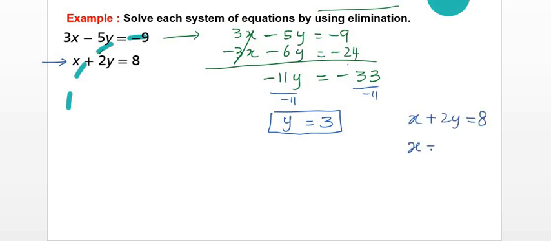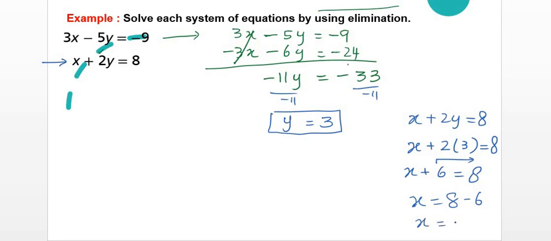The value of x we don't know, and the value of y is 3. I'm going to replace y by 3. It's equal to 8, so x plus 6 equals 8. Now I don't need this 6 to be here, so I'll move it to the other side. It will change into -6. So the value of x becomes 2, right? So I got the value of both the variables.